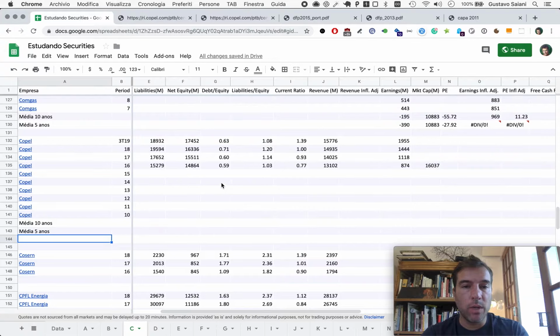And how did they do it? By not having too much debt to equity. It's not really within our desired range, which would be from 0 to 0.5, but it's not so far, so let's not discard it quite yet. The liabilities to equity around 1, pretty good, no problem here. Current ratio at 1.39, it is a significant improvement over the last few years, but not really the minimum that we would like, which would be 1.5.